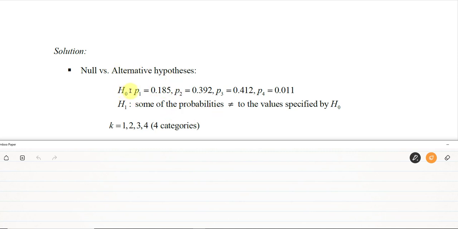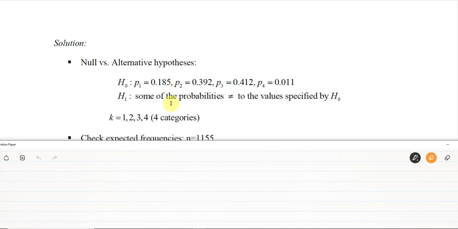So we state the null and the alternative hypothesis, and we are testing between these two. If we reject the null hypothesis, that means some of the probabilities are different from 5 years earlier. If we do not reject, then there's a high chance they are the same.